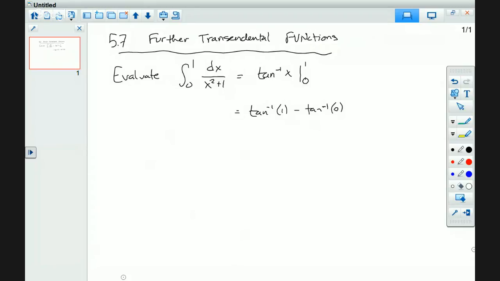So how do I think about this? This is how I think about it. This is when tangent x equals 1. Where is that on the unit circle? Pi over 4. And where is tan x 0? That's where sine is 0. So that's right at 0, correct?